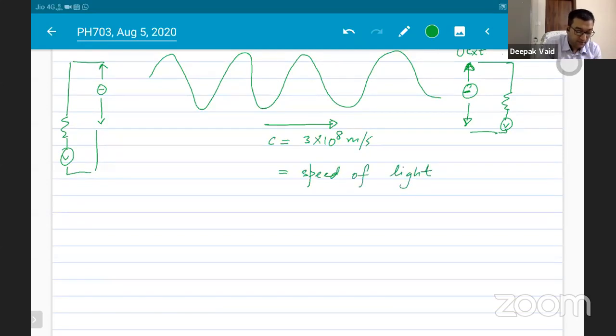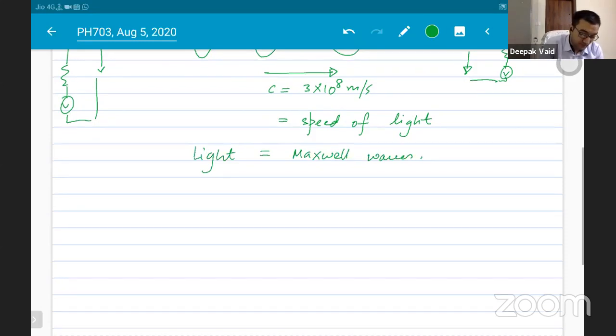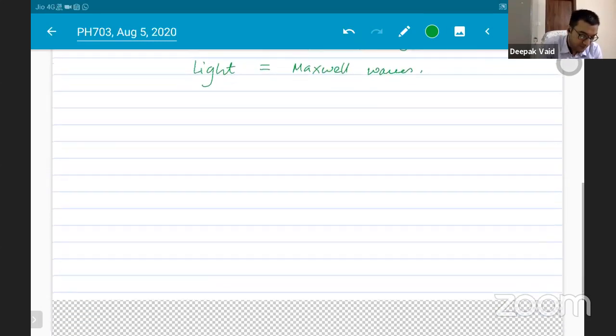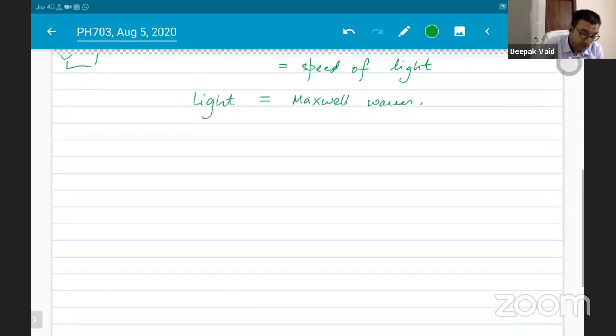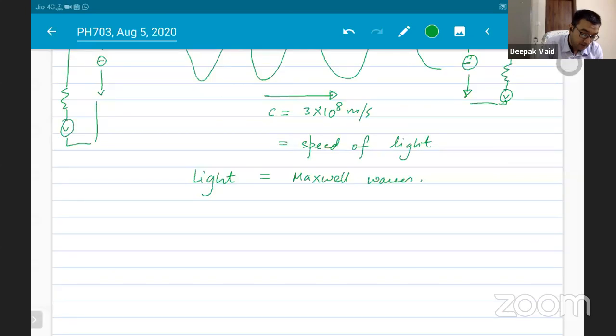right? So then people said, okay, well, that tells us that what we view as light are actually these waves. They are Maxwell waves, right? They are waves of this electromagnetic radiation. Now, this was a very important, this was a huge development. Okay, so it had huge consequences for this whole idea of determinism. Okay, and how was that?